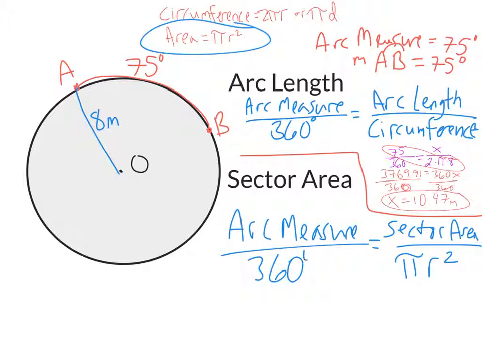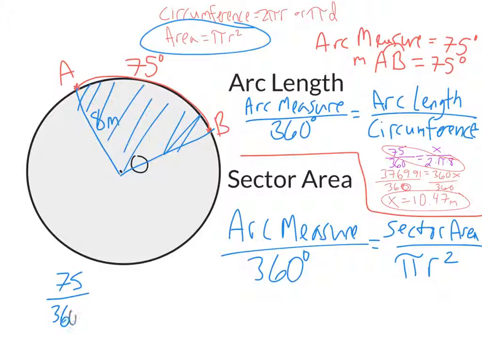All right. So if I want my sector area, we'll say we want this area right here. I'm going to shade this in. This is what I'm looking for. We'll still go with the 8-meter radius. Let's do it. So my arc measure, 75 over 360, is equal to my sector area, I don't know, over pi r squared. So pi times 8 squared.